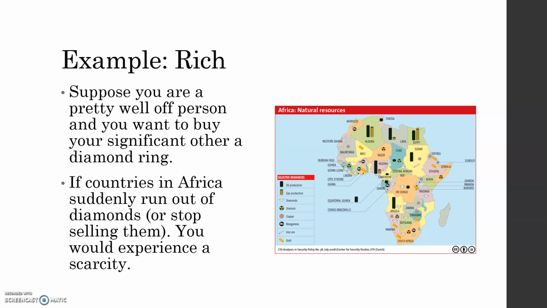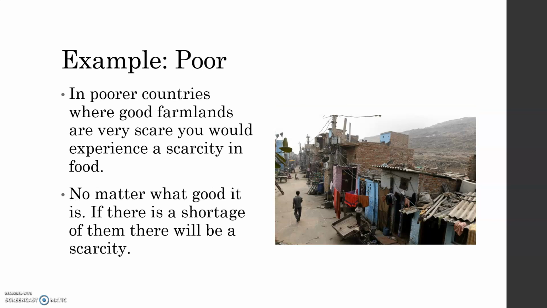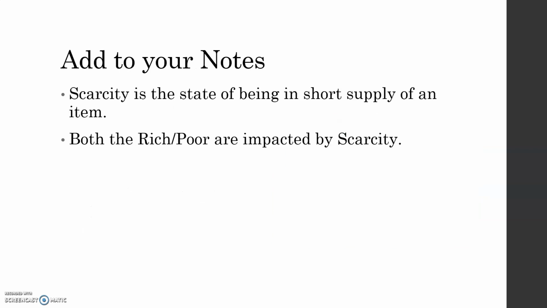Keep these in mind because when we start talking about money and what that does to price, when stuff is not available, prices tend to go up a bit. Take, in fact, toilet paper as of late. Now, for the poor, when there's no good farmlands and all that different stuff, then food can be in scarcity. No matter what good it is, cars, food, diamond rings, gasoline, toilet paper, you name it, scarcity is something that can happen for both rich and poor. There are your notes on scarcity.